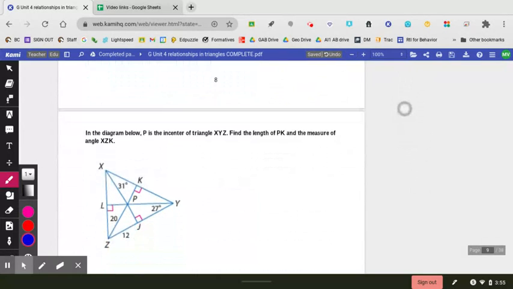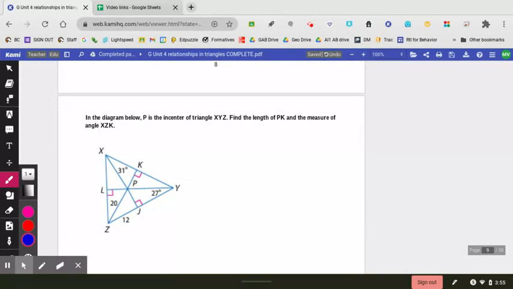So now if we look at this problem, in the diagram below, P is the incenter of triangle XYZ. Find the length of PK and the angle measure XZK. Okay, so I'm looking for PK. I don't have anything around PK, but I do know that PK is equal to PJ.